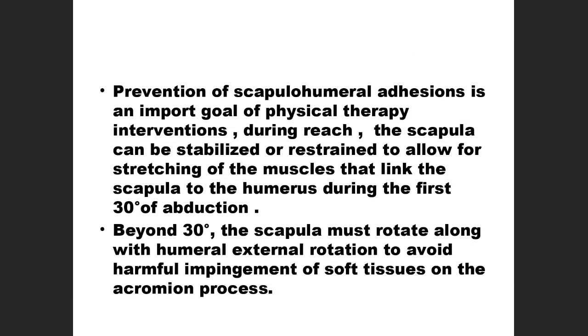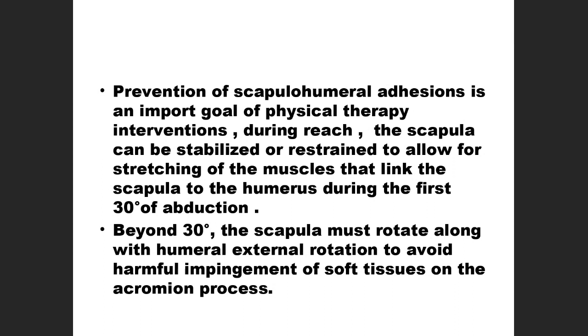During reach, the scapula can be stabilized. In the normal reach, there is a shoulder glenohumeral rhythm. The initial degrees of movement are mostly done by the humerus alone on the scapula. Later on, the scapula moves more than the humerus to complete the full range of flexion and abduction. But in these children, from the beginning of the range itself, the humerus moves along with the scapula. So to prevent that, the scapula is held, and they will train the movement of only the humerus.